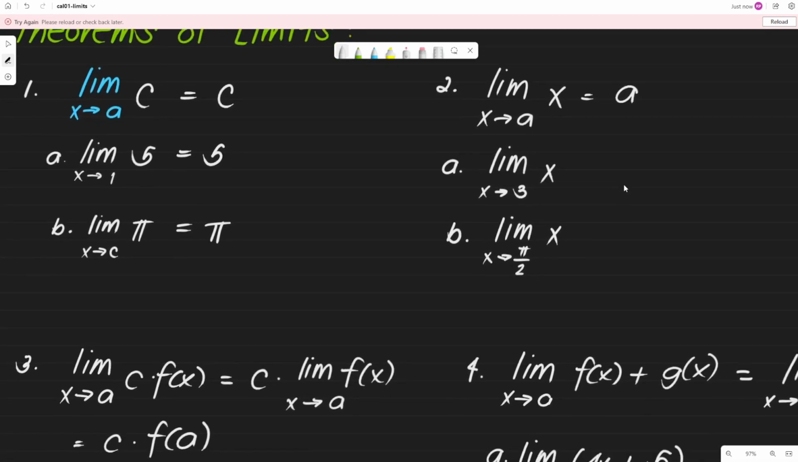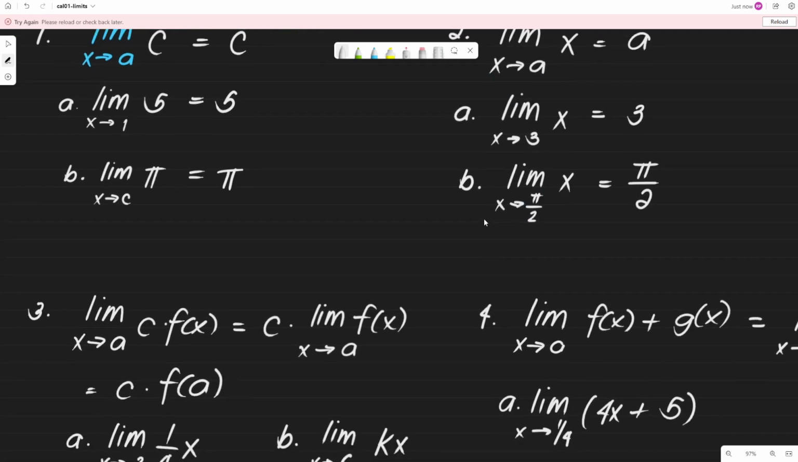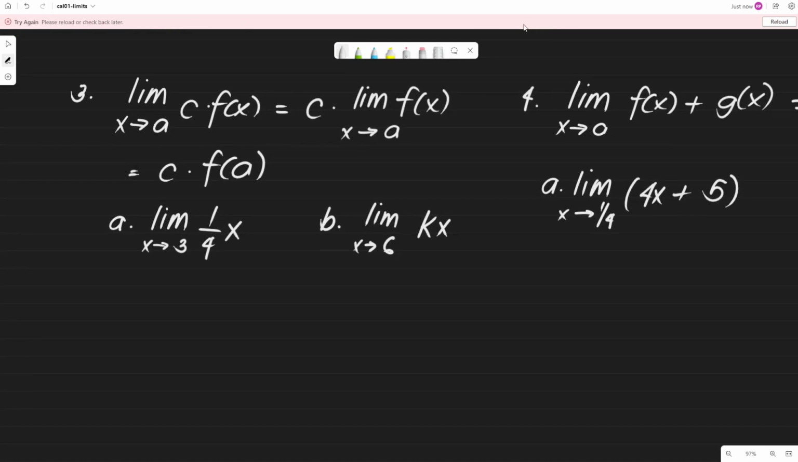So let's say we have the limit of x as x approaches 3, which is equivalent to 3. And the limit of x as x approaches pi over 2 is equivalent to pi over 2. We're just simply substituting. Next, the third theorem: the limit of a constant multiplied to a certain function as x approaches a is equivalent to the constant multiplied to the limit of the function as x approaches a. So it becomes c times f of a.